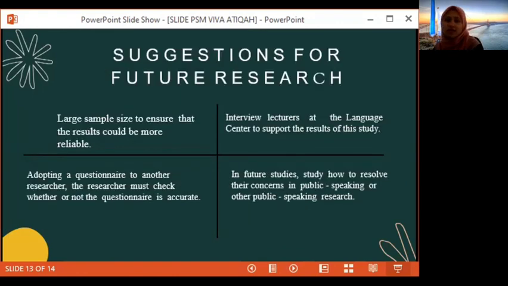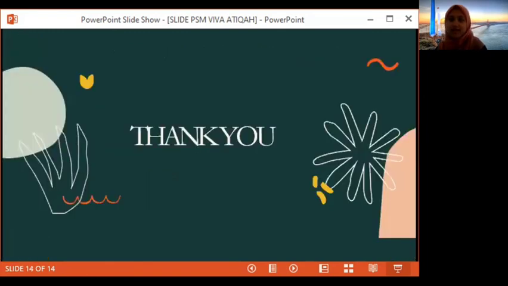Recommendations for future research. First, a larger sample size to ensure that the results will be more relevant. The next is adopting a questionnaire from another research; the researcher must check whether or not the questionnaire is accurate. The next is to interview lecturers at the language center to support the results of this study. The last one is, in future studies, to see how students resolve their concerns in public speaking, or other public speaking research. That's all for me.